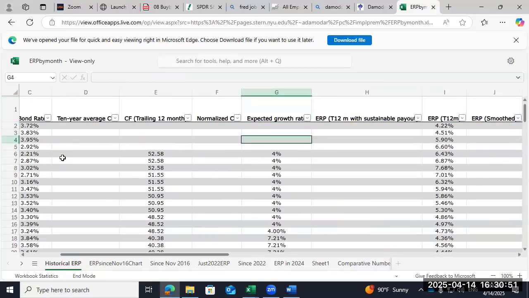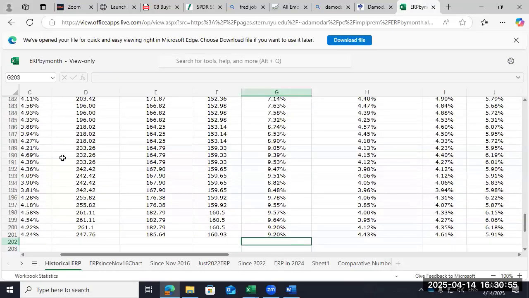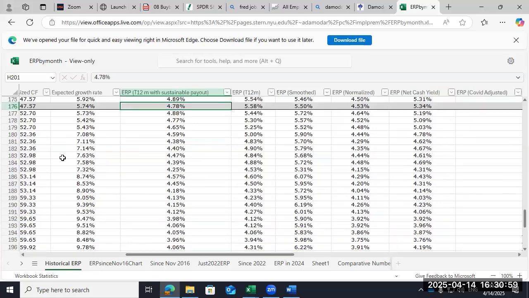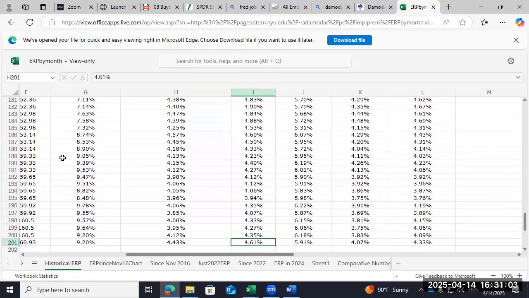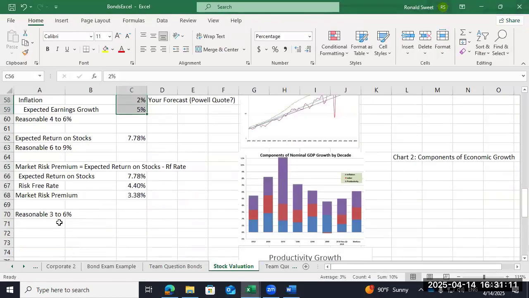Expected growth rate. 920. I don't know where he's getting that number, but anyway. You'd have to read his papers, but he's a guru. He's going to be somewhat in the range of what we're doing. So that gives you your second number. So that's good. You got 2 out of the 3 for paper 3.